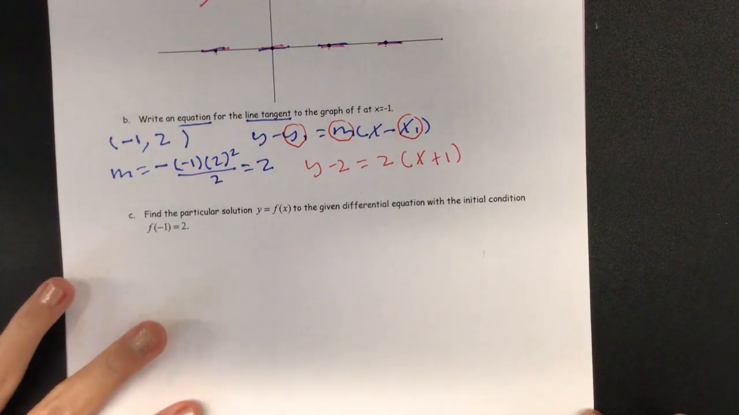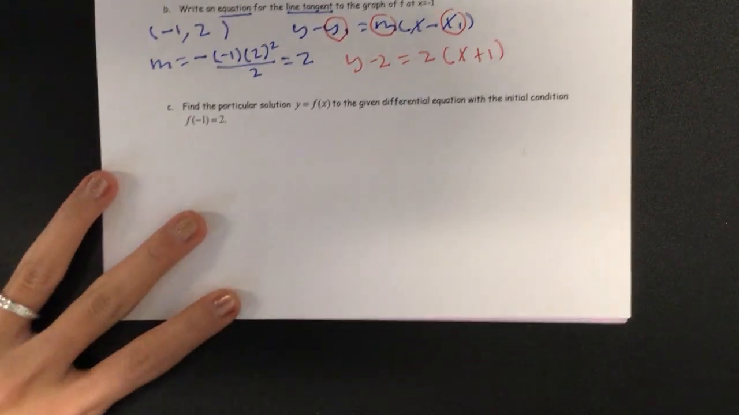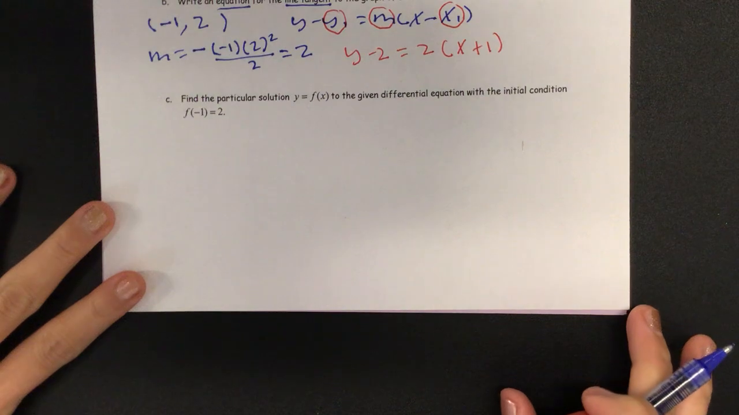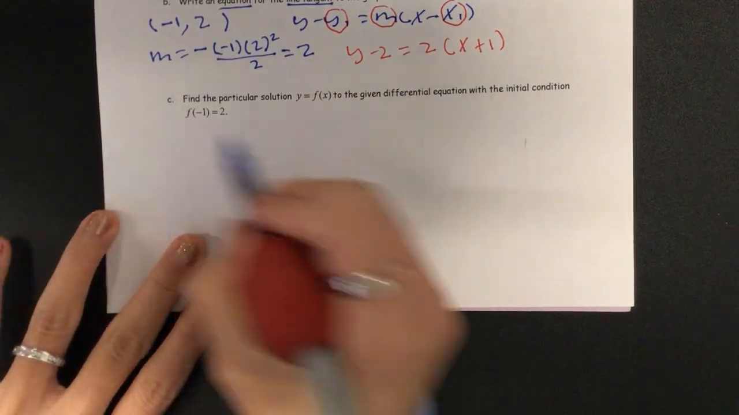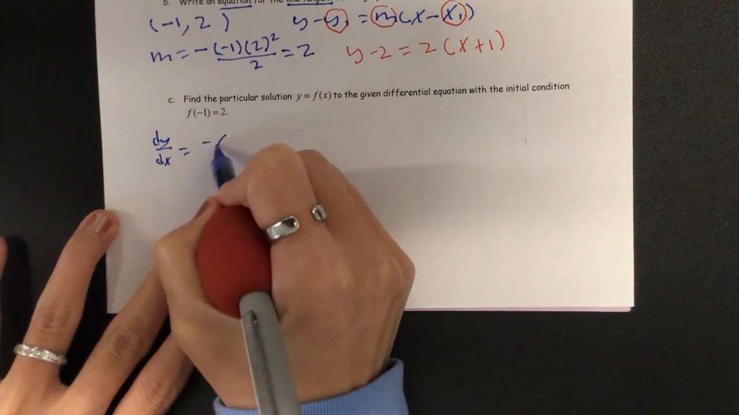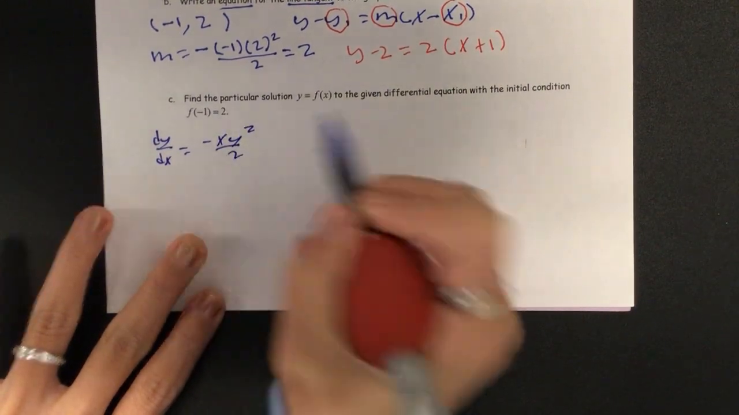Nev, go ahead and read the last part, C. Find the particular solution, y equals f of x, to the given differential equation with the initial condition f of -1 equals 2. So let's start by writing the equation given to us. They gave us dy over dx is equal to -x y squared over 2.